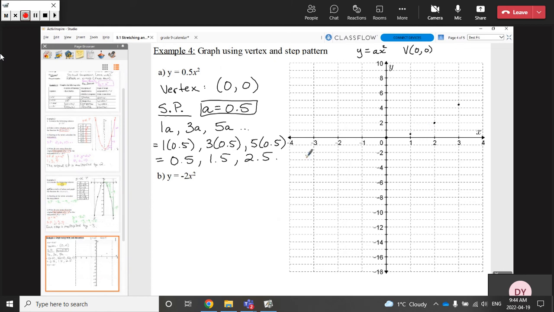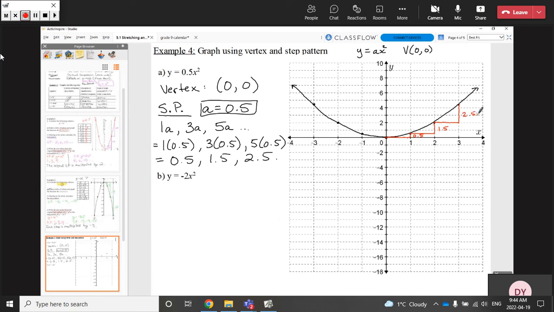Now, don't forget the other side here. Over 1, up a half. Over 1, up 1.5. Over 1, up 2.5. So you can see how narrow this quadratic truly is here. And again, maybe we can outline the step pattern here. Over 1, up 0.5. From that point, over another 1, up 1.5. Over 1, up 2.5.